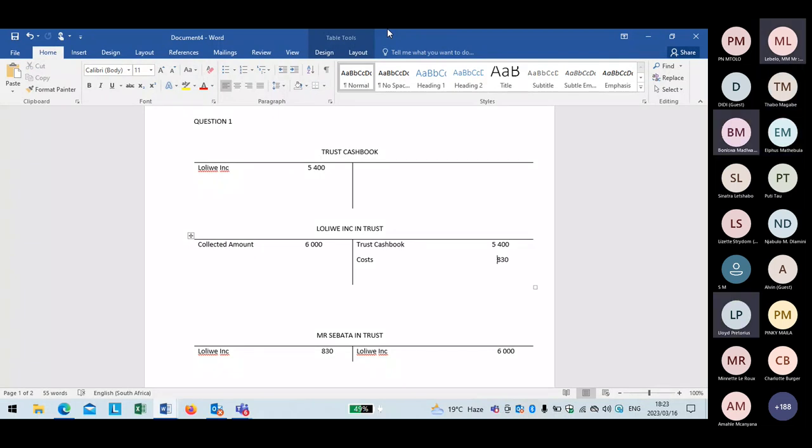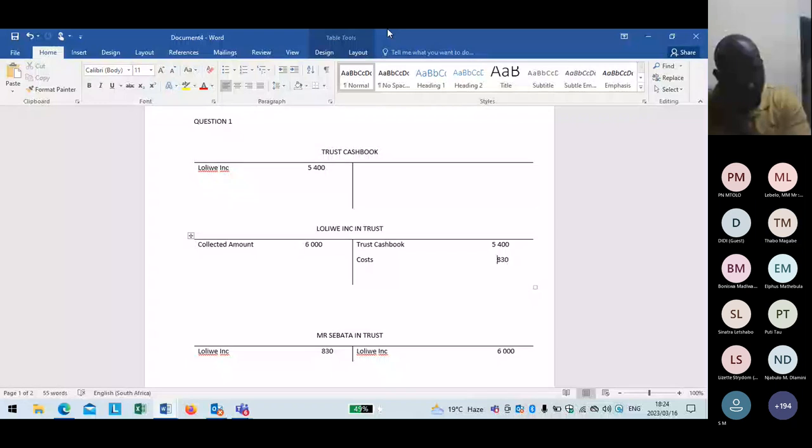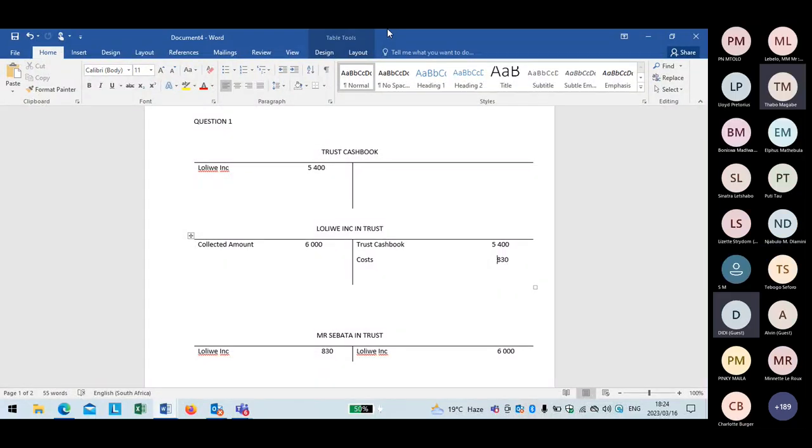Two amounts. You see two amounts there. 30 and 200. When you add them, what do you get? 230. So these are your fees. Where do you record these? You record this in the fees journal.